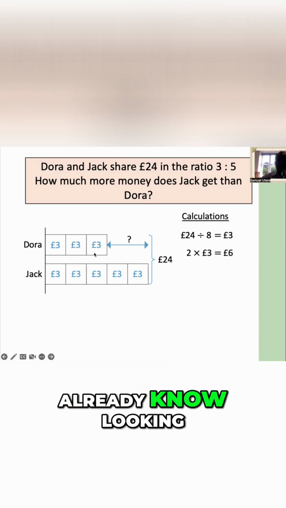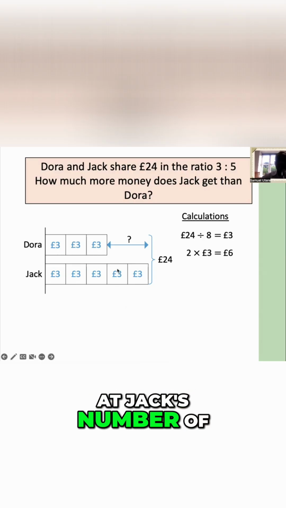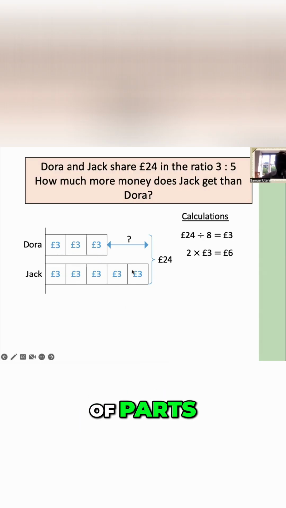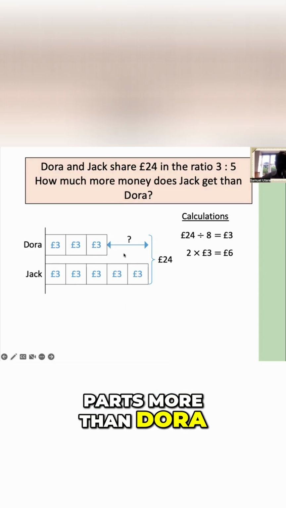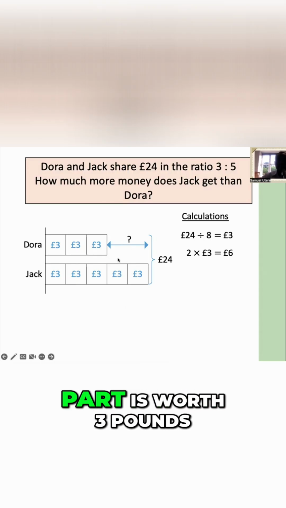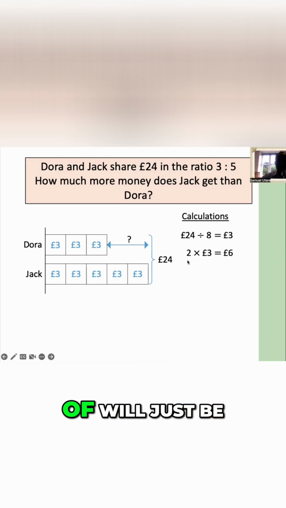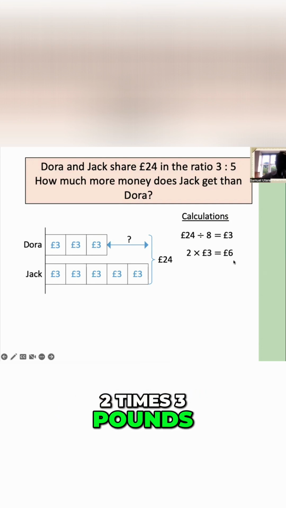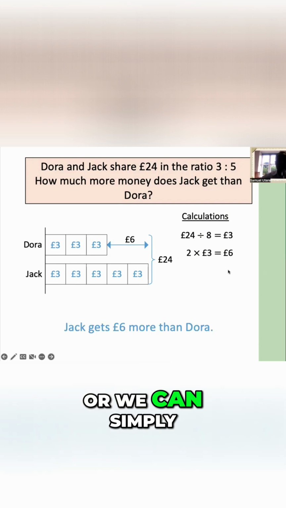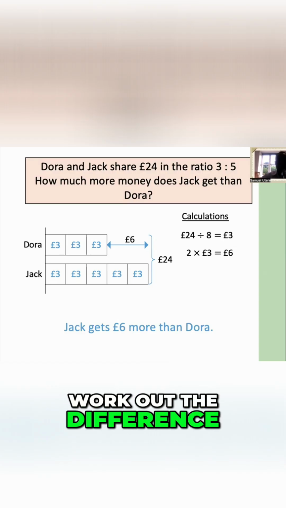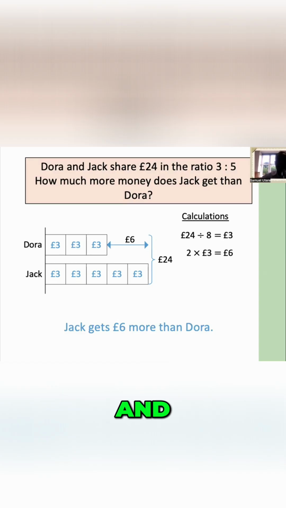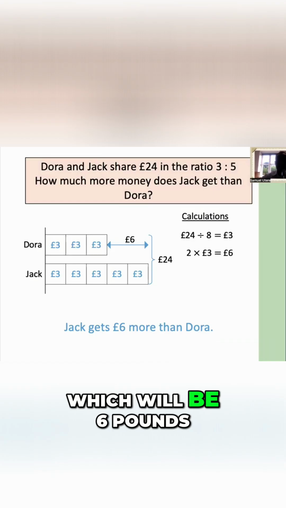We already know, looking at Jack's number of parts and Dora's number of parts, that Jack has 2 parts more than Dora. So we can simply say that if each part is worth 3 pounds, then those 2 parts that Dora is short of will just be 2 times 3 pounds, which is 6 pounds. Or we can simply work out the difference between 9 and 15 pounds, which will be 6 pounds.